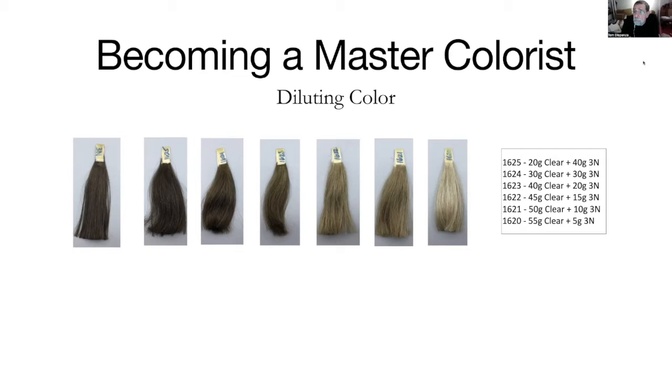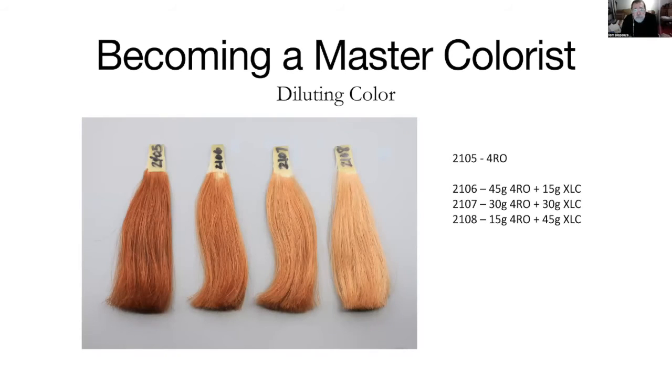So this takes care of this. Now I want to show you this. I started here, see here, number 2105 is 4 red orange. So this is full strength 4 red orange. It's permanent hair color once again. And this time I diluted it once again with clear, but in this case it's XL cream. And XL cream is simply a 1.5% ammonia lightening cream that has no persulfates mixed with it.